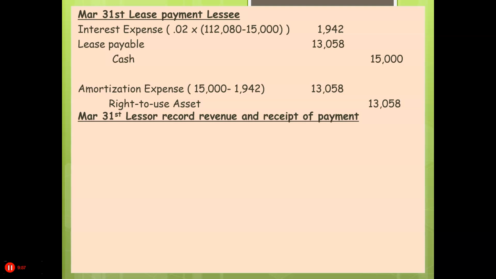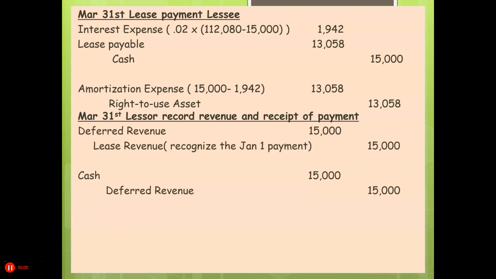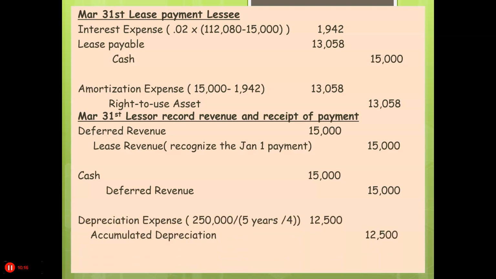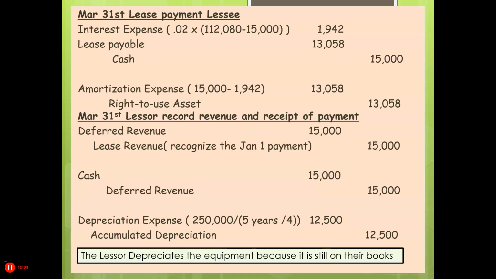Now, for the lessor, they're going to treat that payment in January as lease revenue, and then they're going to record the next payment they received on March 31st as deferred revenue. But what they're also going to do is depreciate our item. So we would take the $250,000 divided by 5 years divided by 4 quarters, and we'd have depreciation expense, accumulated depreciation. We have to depreciate on the lessor's books because it still is on their books. There is no transfer of ownership.